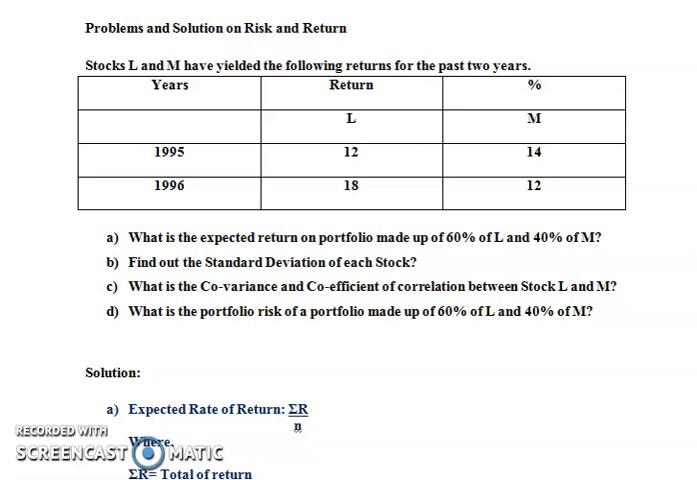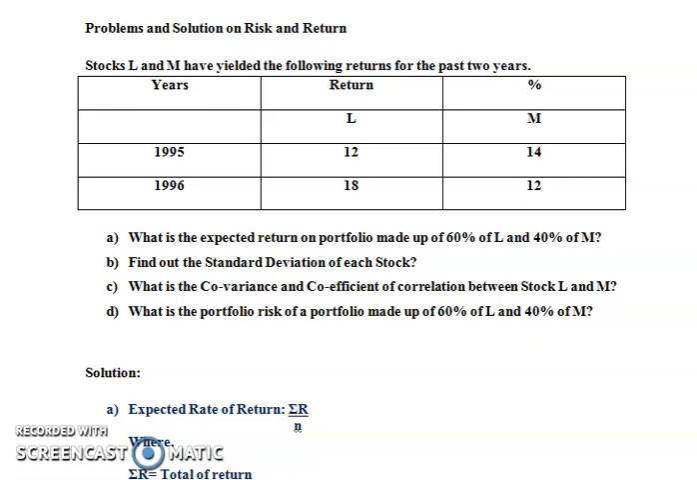Good morning, everyone. In today's class, we will discuss problems and solutions on risk and return. Stock L and M have yielded the following returns for the past 2 years. The information given is years and return percentage. In the year column, they have given 1995 and 1996.